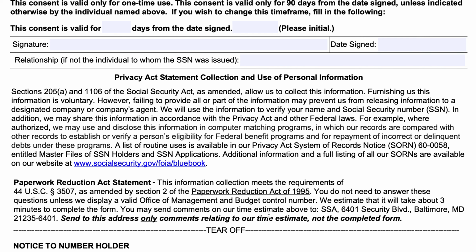The estimate is that it should take you about 3 minutes to complete this form, and that's it. That is how you complete this form, and that is why you would complete SSA Form 89.